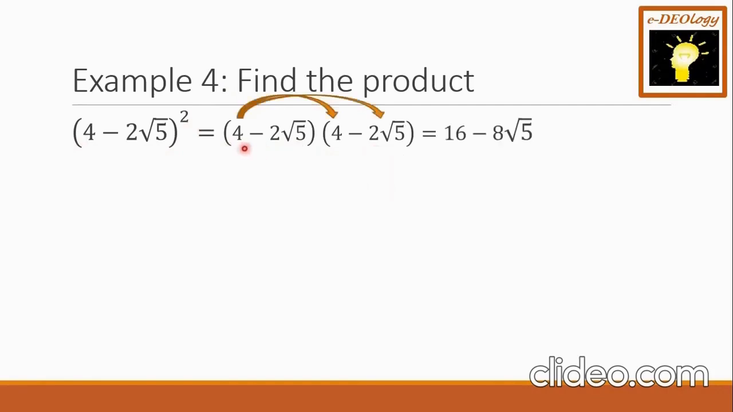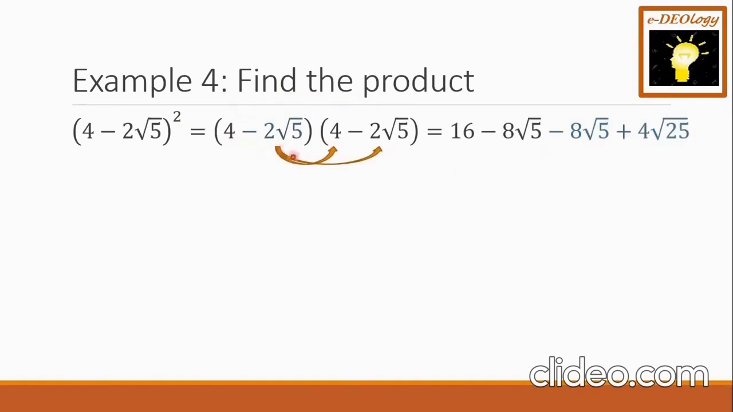Let's have example 4. This is now the square of the quantity 4 minus 2 square root of 5. We can expand this binomial here to be 4 minus 2 square root of 5 times 4 minus 2 square root of 5. And then we will do the long multiplication. Start with 4 times 4 is 16. And then 4 times negative 2 square root of 5, we will get this 8 square root of 5. Next, the negative 2 square root of 5 times 4, we will get this negative 8 square root of 5. And then negative 2 square root of 5 times negative 2 square root of 5, we will get this 4 square root of 25. And then we will simplify this square root of 25 to be 5.